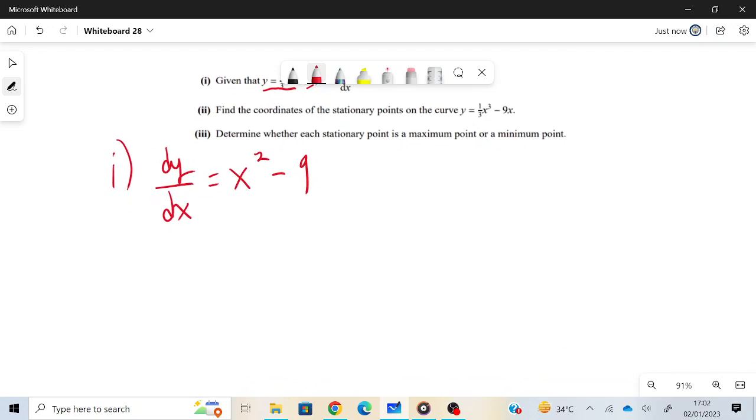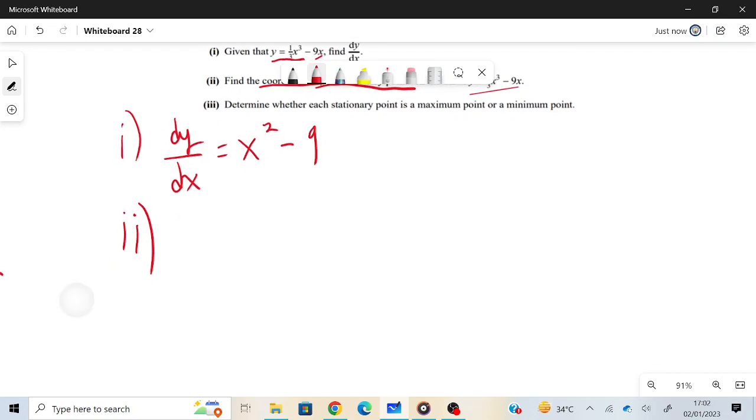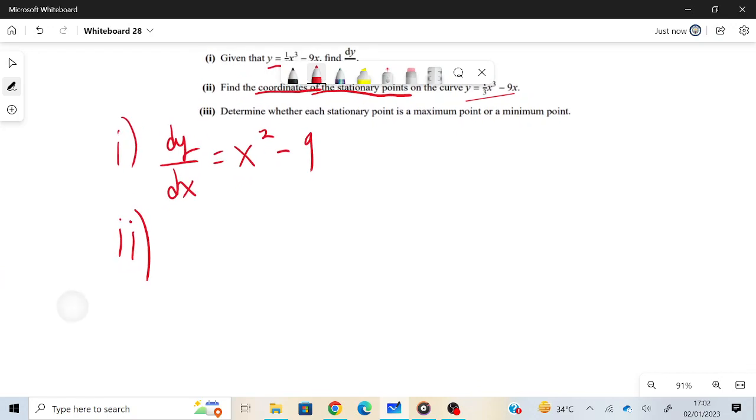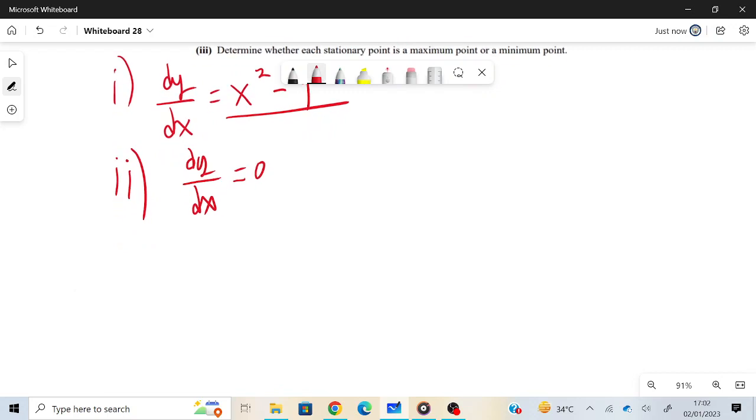That's done. The (ii) part says find the coordinates of the stationary points on the curve y equals 1 over 3 x cubed minus 9x. So it's the same curve we're dealing with, and it asks us to find the stationary points. Now, when you need to find the stationary points, as I said, we say dy/dx is equal to 0. And in this case, our dy/dx is x squared minus 9. So, x squared minus 9 equals 0.